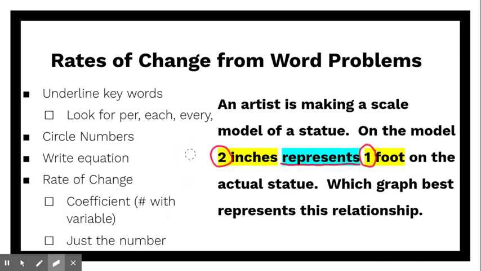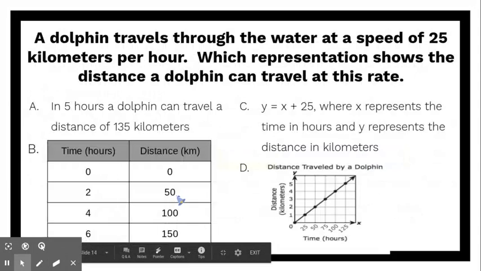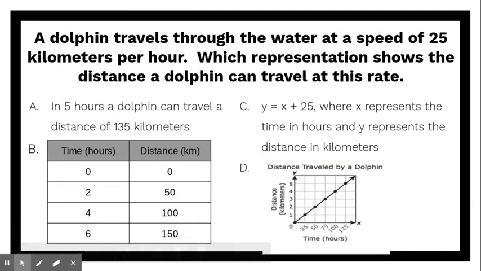I only have one other example for you because it's pretty simple. A dolphin travels through the water at a speed of 25 kilometers. So that's my number. Per, so per means that's where we put the fraction bar, right? Hour. And that just says hour, which means it's just 1 hour, so we just want a 1 there.